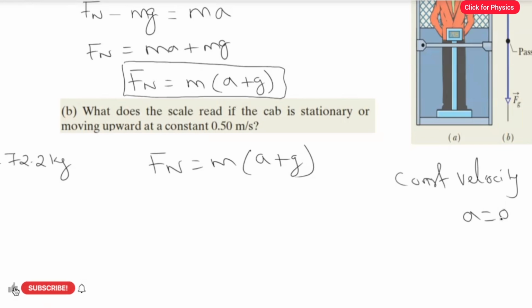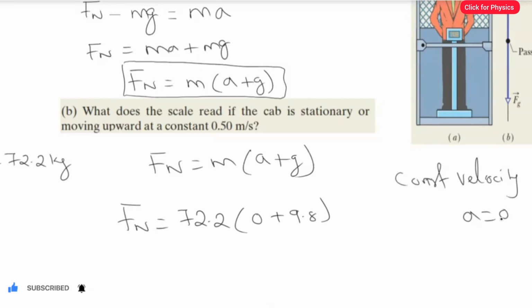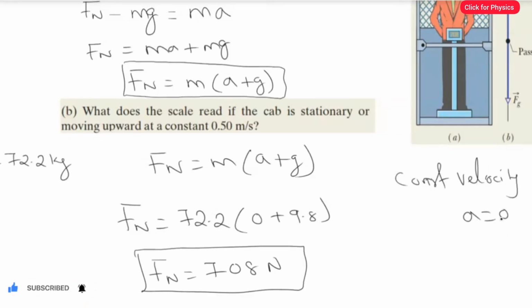As we know, constant velocity means acceleration equal to 0. So when you substitute the values, we get the scale reading Fn equal to 72.2 multiplied by (0 plus 9.8). So I have to multiply 72.2 with 9.8. The answer here is 707.56. Let's round it to 708. So therefore Fn is equal to 708 Newton. So this is the answer of the second part.